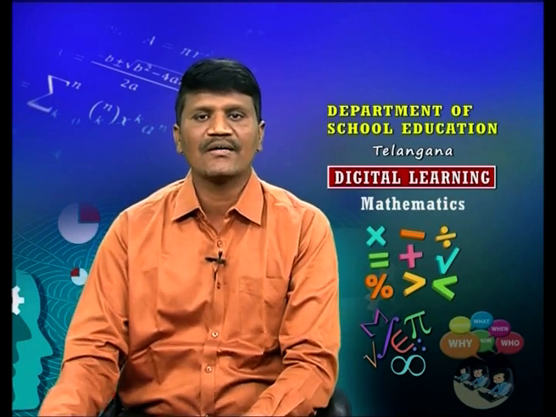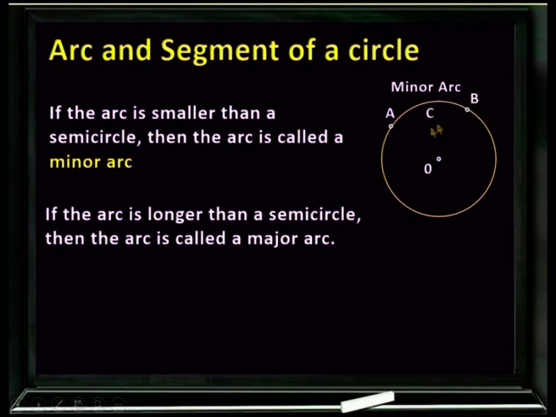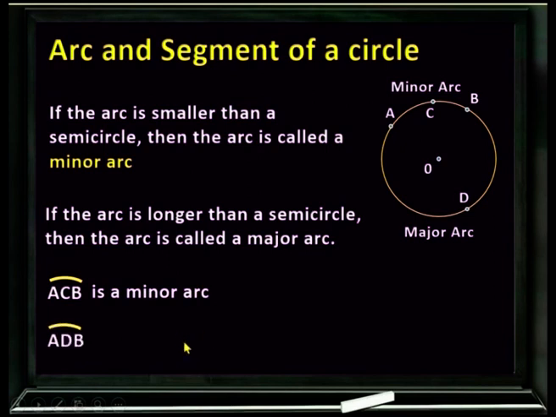So, in this figure, AB is a minor arc, and if I mark a point C here, ACB will be a minor arc, and if a point D is here, ADB is a major arc. So, in this circle, ACB is a minor arc and ADB is a major arc.